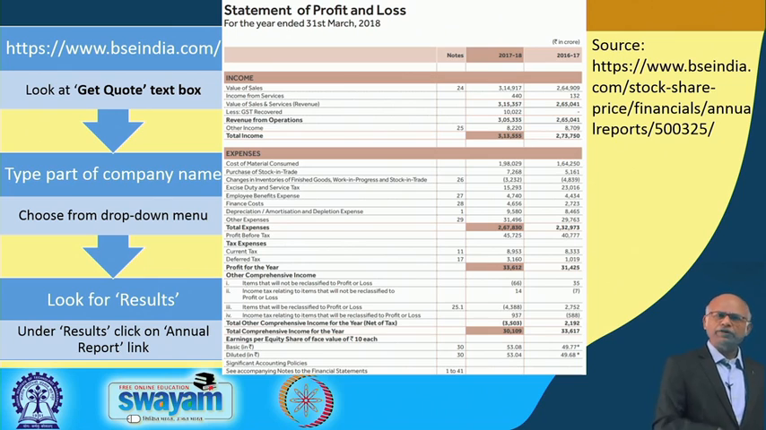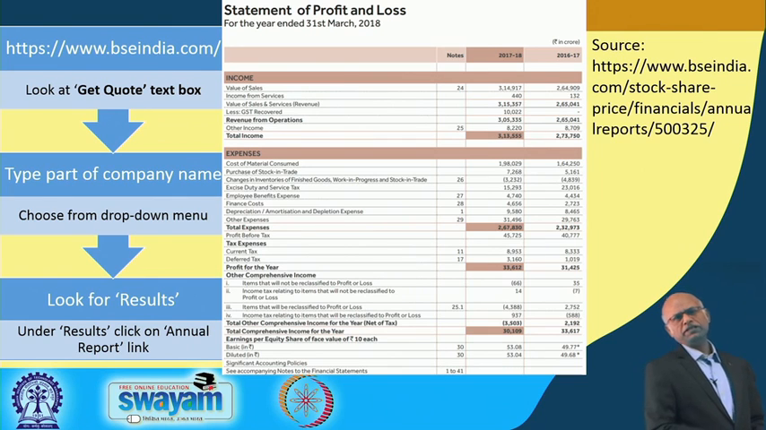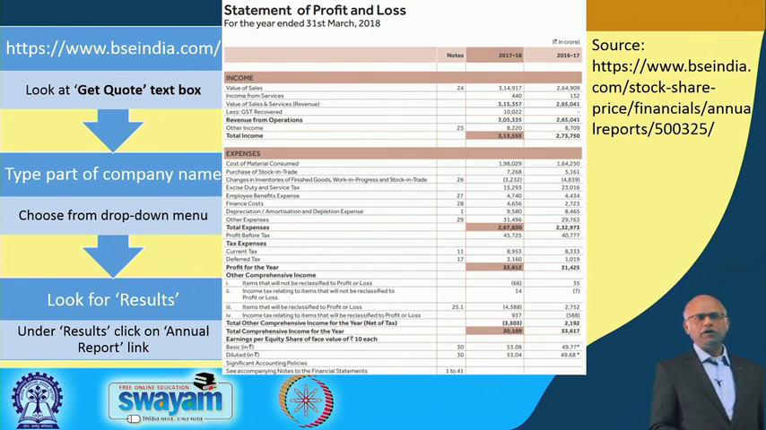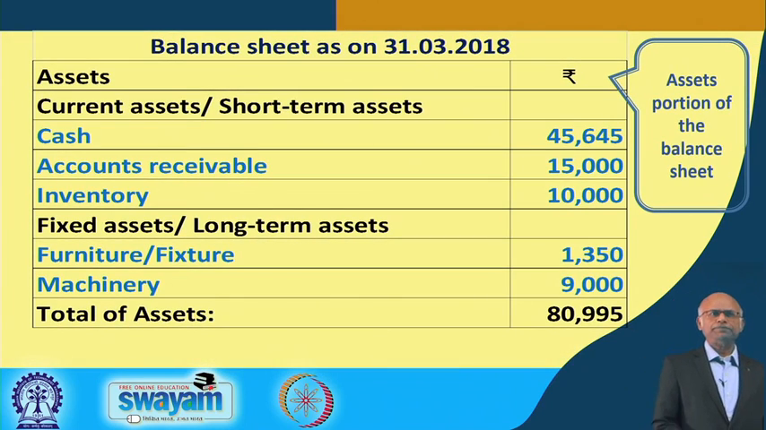It is available in other places as well. You can visit the company website, but in BSE all the listed companies' financial statements are available. So, you punch in bseindia.com, and then there is a search text box, "Get Quote". You type a few letters of the company, then there will be a drop down menu from where you select the name, and then you press Ctrl F for finding. You find wherever you have the annual report link, press the link, and you will find many annual reports, all the annual reports of the previous years.